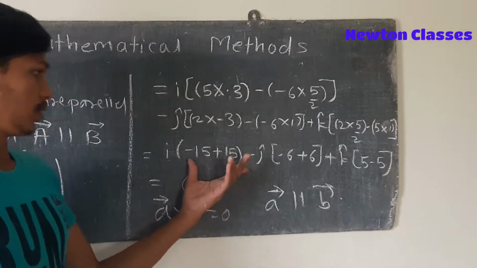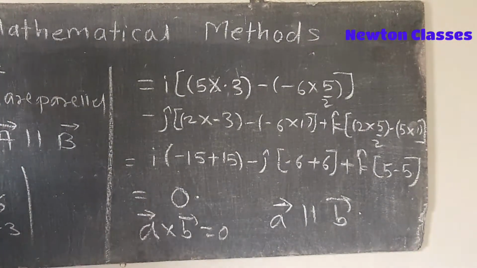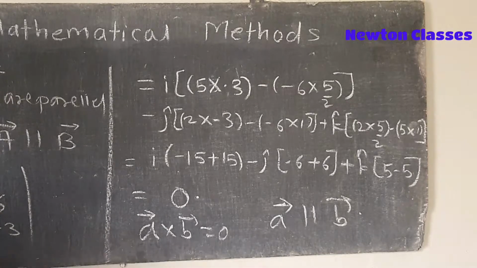So after performing this calculation, we get 0, that is A bar cross B bar is equal to 0. That means the cross product of A bar and B bar is equal to 0. Therefore A bar is parallel to B bar.